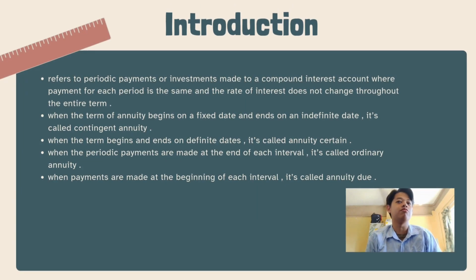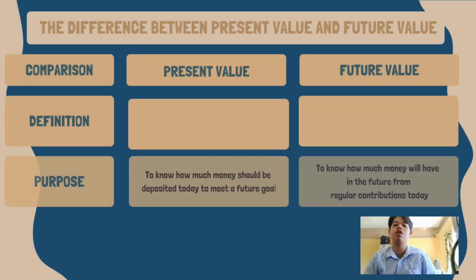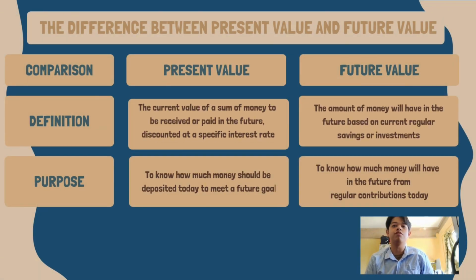So today I'm going to introduce annuity. The annuity is a series of equal payments or an investment method in a compound interest account, where we make the same payment for each period at a fixed rate of interest. Next slide, the comparison of present value and future value.